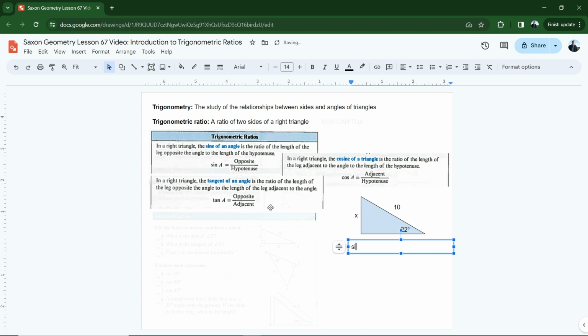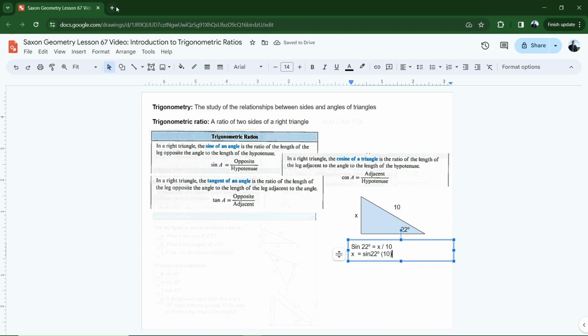So the way I write this is the sine of 22 degrees equals the opposite, which in this case is our unknown. So the opposite is x over the hypotenuse. If my hypotenuse was the unknown, then my unknown would be on the bottom of this fraction. But it's the opposite side that's unknown. All right, so now I'm going to solve this for x. To do that, I'm going to multiply both sides by 10. x equals the sine of 22 degrees times 10. Multiply both sides by 10.